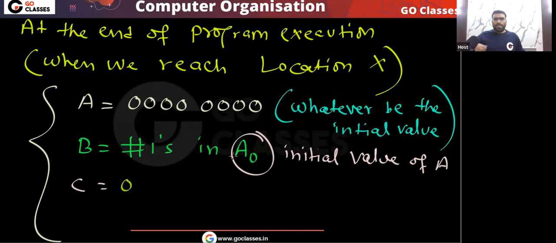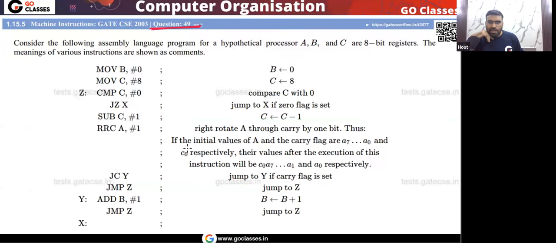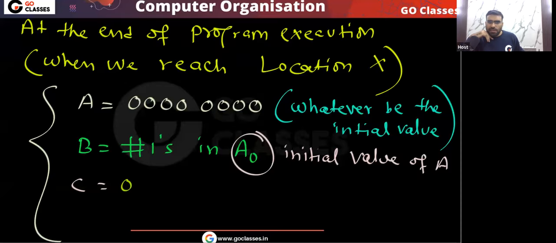Is this clear? Did you understand this question? I told you the complete explanation. A very simple program is given to you, and we have seen everything that is happening. Tell me one thing: if this question comes in the GATE exam, and let's assume you start with this value.